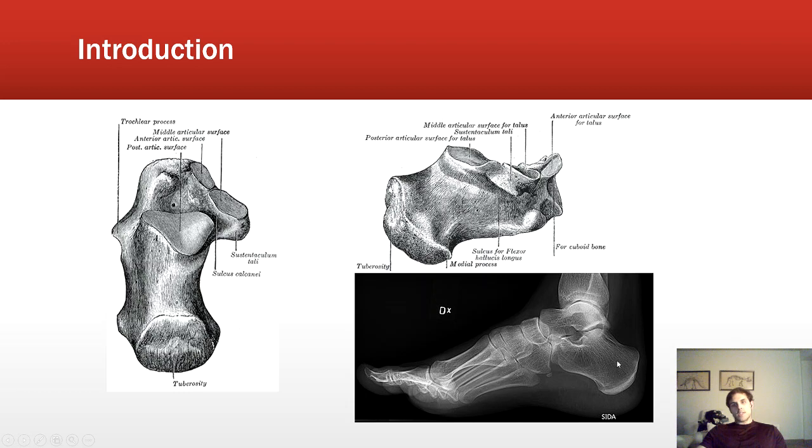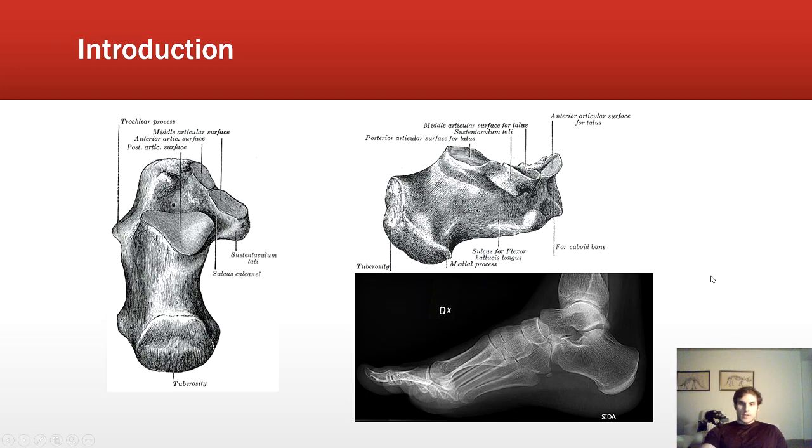So you have your calcaneus, your talus, your subtalar joint, and the tarsal sinus here, and then you have your navicular and cuboid, and then your cuneiforms.